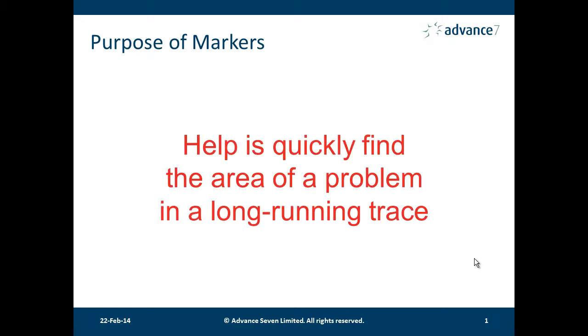Have you ever gathered a network trace with hundreds of megabytes of data and then wondered how you're going to find where a problem occurred somewhere within that trace? Well, one of the things that can help is using markers. It's a very simple technique and a really big help with analysis. The purpose of markers is to help us quickly find the area of a problem if we have a trace that's been running for a long period of time and we've got a very large trace file or lots of trace files to look at.